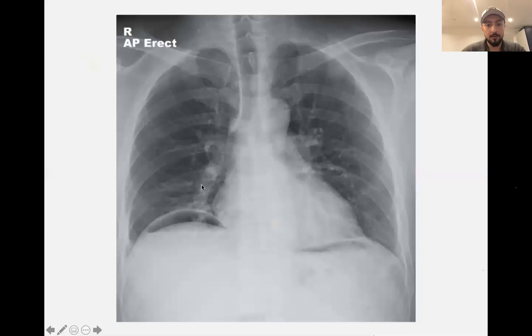Okay. This one. Anyone willing to explain this X-ray?